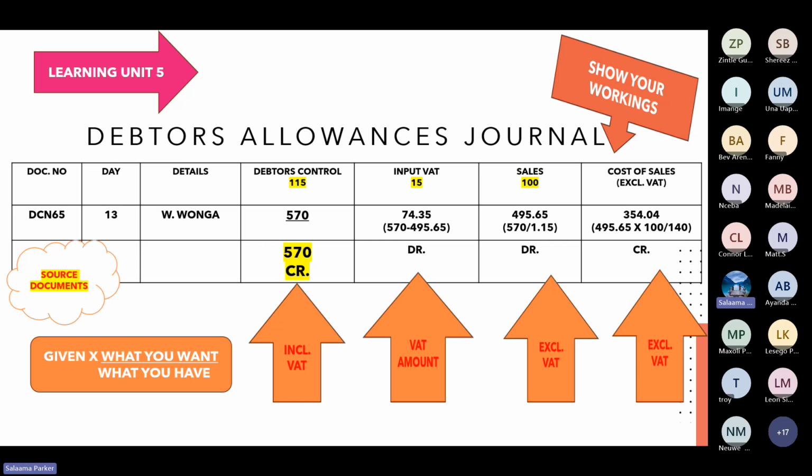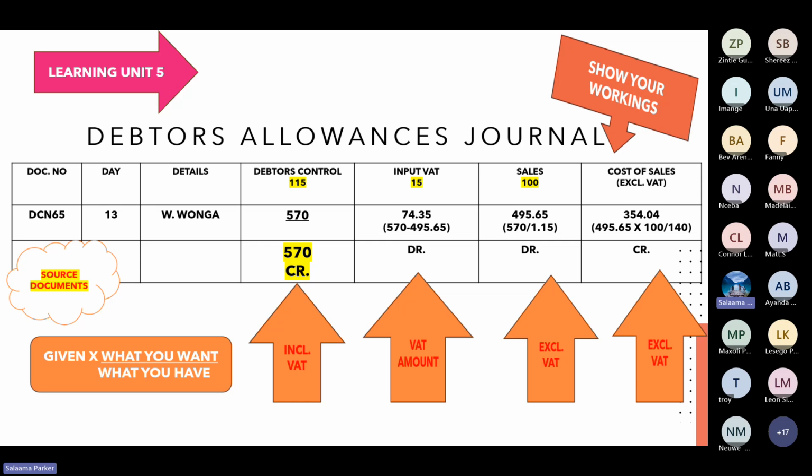Thank you so much. Yes, that's so important. Students, always remember into bank, into debtors control, into creditors control, this amount must be the bigger or greater amount, okay? And into sales, into sundry accounts will be the smaller amount. Okay, very important. Thank you for that, Bev.